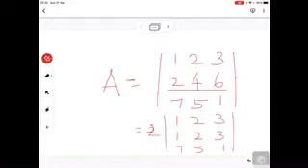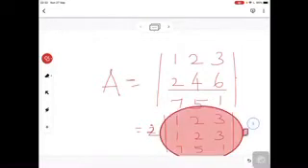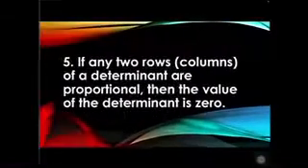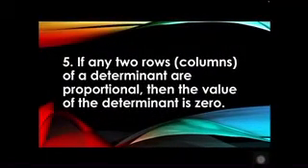Now look at this resulting matrix after we take 2 as common. The first 2 rows are the same, right? If 2 rows or 2 columns are identical, the value of the determinant is 0. So 2 into 0 is equal to 0. So if 2 rows or columns are proportional to each other, then the value of the determinant is 0.